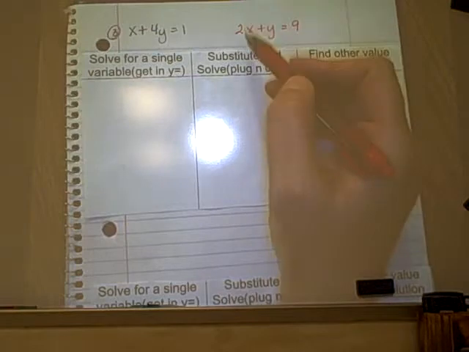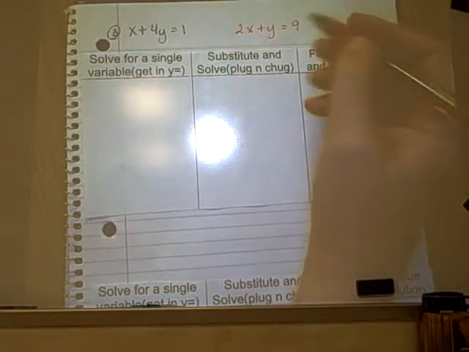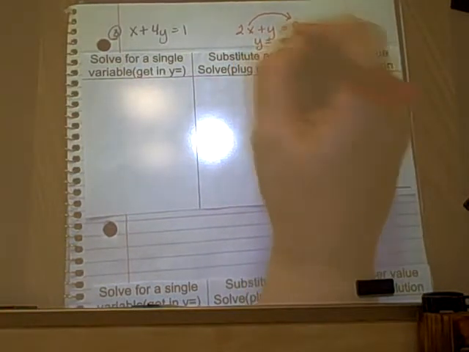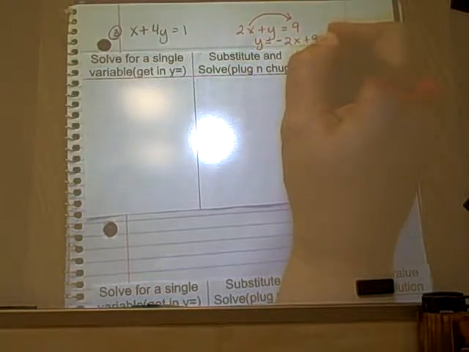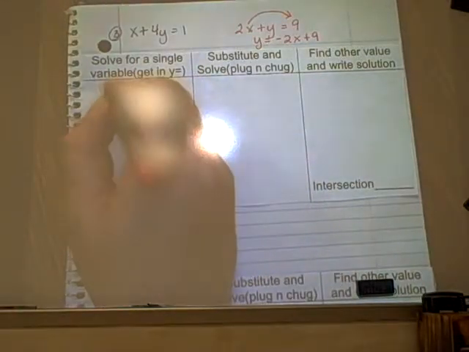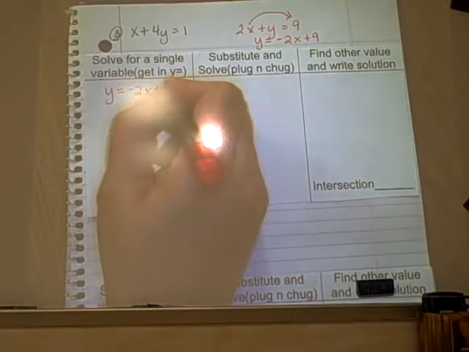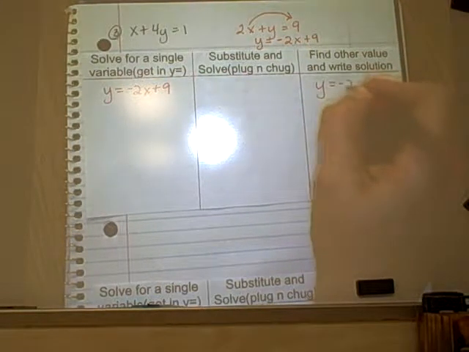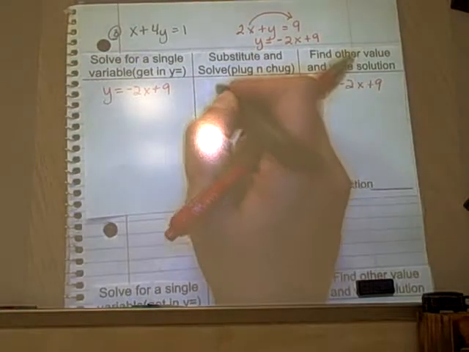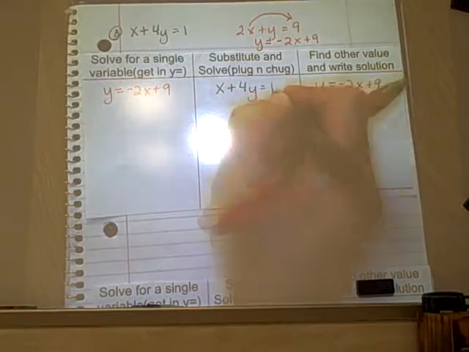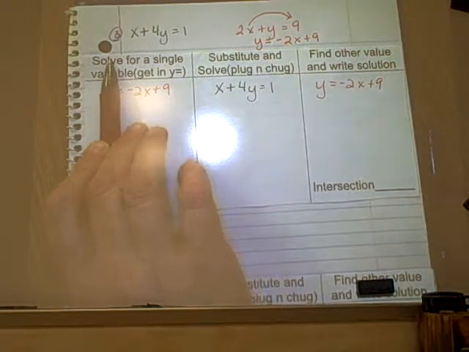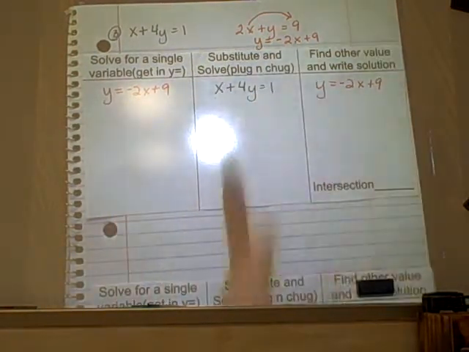Because all I have to do on this one is just move that 2x over. You have to change the sign. So 2x gets moved over, it becomes negative, so this is y equals negative 2x plus 9. So now I have one that's in y equals. That's going to be the bread. That's going to go on this end and this end, and in the middle is this one. Now if you wanted to, you could have switched this one. You could have moved the 4y over and left x here. You'll still get the same answer. You just got to make sure you sub in for the right things.